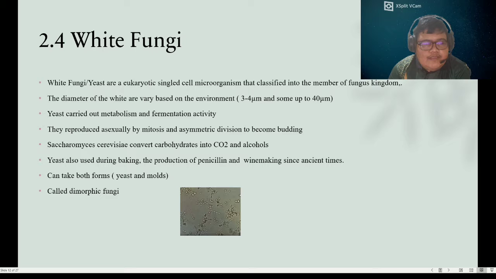Yeast is used to carry out the fermentation activity. They reproduce asexually by mitosis or asymmetric division to become budding.